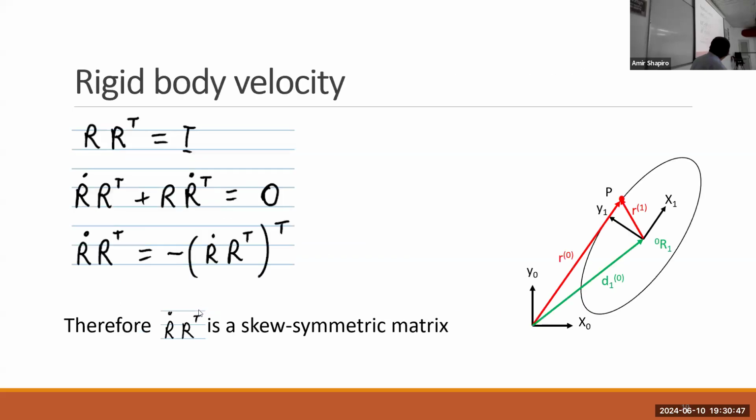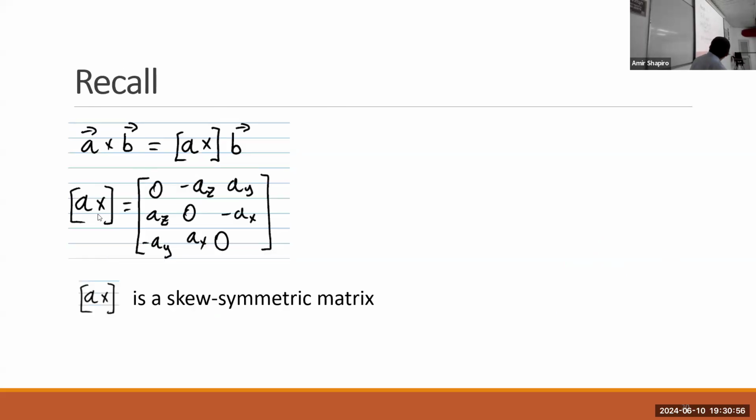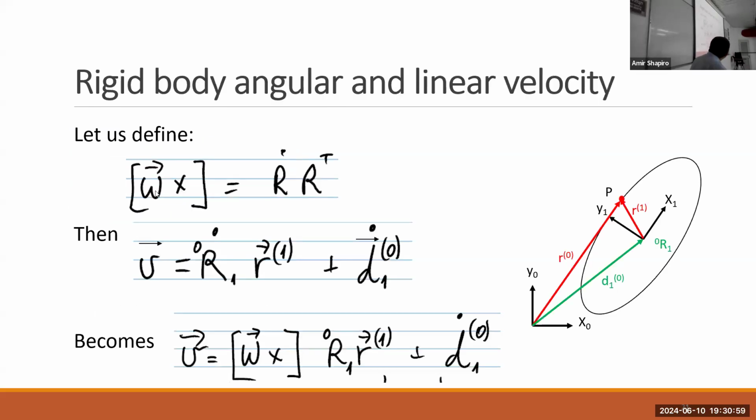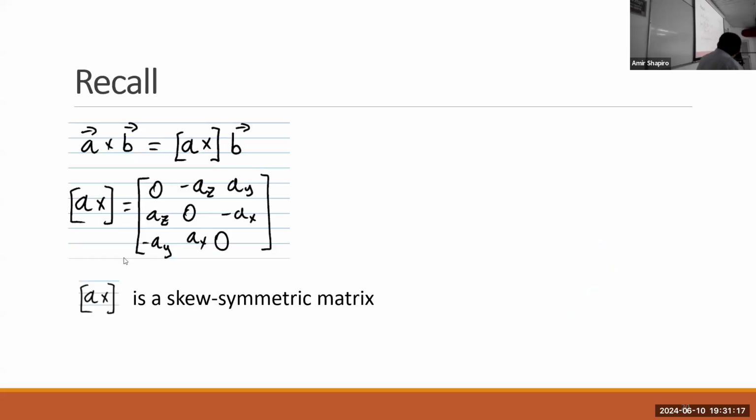So we can write this R dot R transpose as a skew-symmetric matrix. And we can call this matrix omega cross. Omega cross, we call this the matrix R dot R transpose. And look at omega, we have 3 parameters. It's x, y, z, like here.